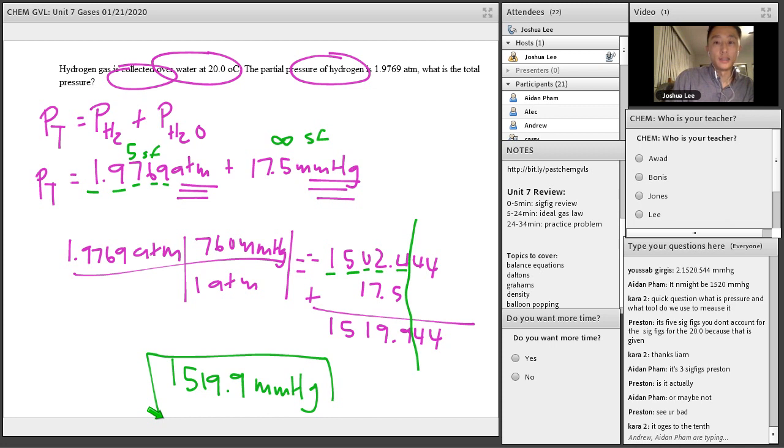All right, so that's Dalton's law. Shall we move on? Let us clear all your answers. You have 10 seconds to figure out if you want to move on or continue with Dalton's law.